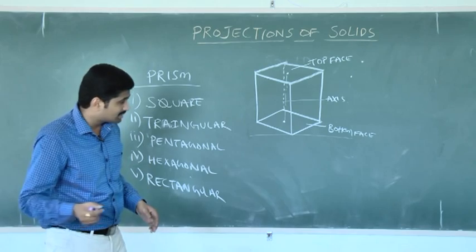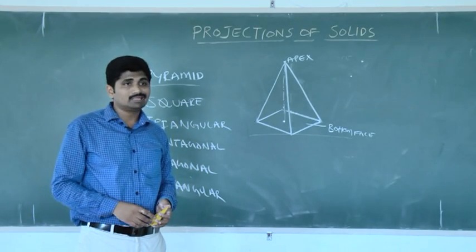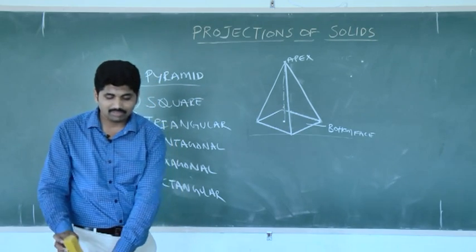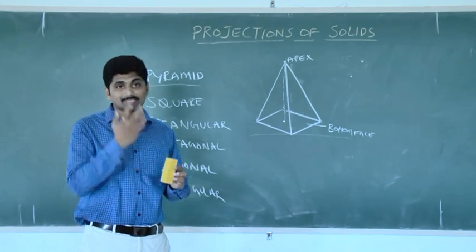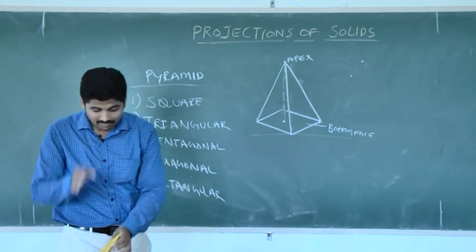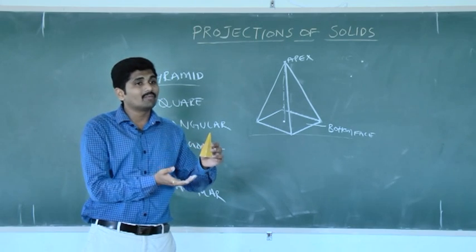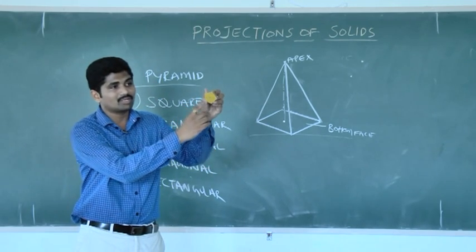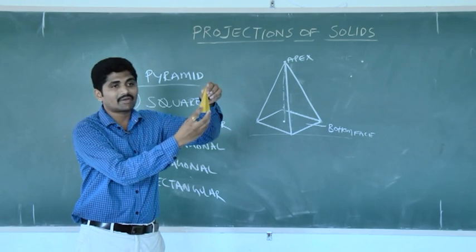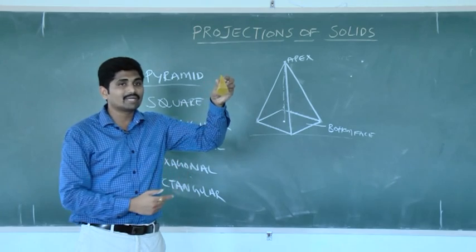After that, we go for the pyramids, right? We have already seen the prism. In a prism, the top face and bottom face are the same shape and the surrounding faces are rectangles. In a pyramid, you observe the top is a vertex or apex point and the bottom part is the shape, right? Here the bottom is a pentagonal shape, the surrounding faces are triangles and the top is the apex point. This is called a pentagonal pyramid.